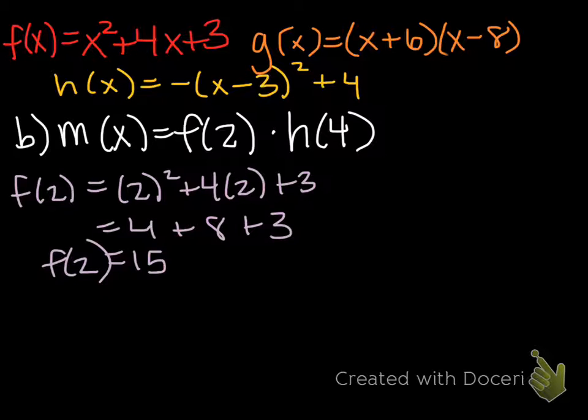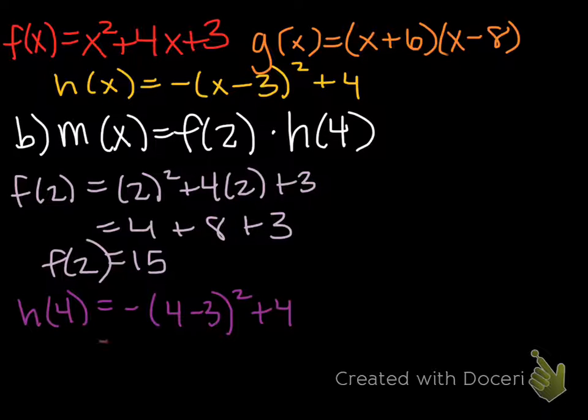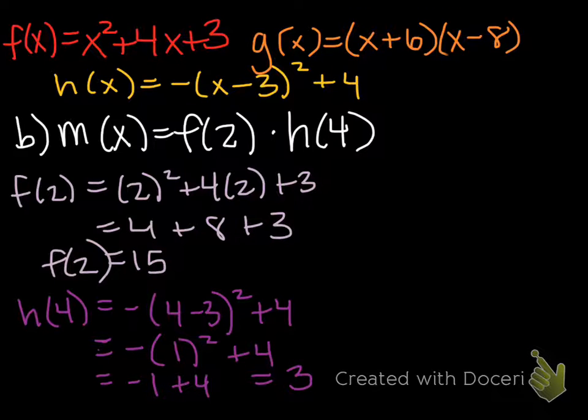Now I need to find h of 4. So I go to the h equation, and I have negative, and then I'm going to substitute in 4 for the x right there. So negative the quantity 4 minus 3, squared, plus 4. Again, you can type this in the calculator if you like, or you can do it by hand. 4 minus 3 is 1. 1 squared is still going to be 1, but then that negative out front is going to make it a negative 1 plus 4. So for this answer, we get 3. Sorry, I was running out of room there.